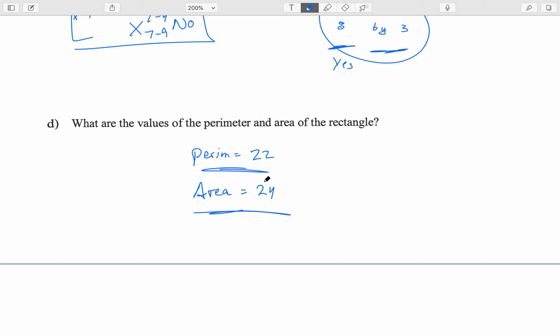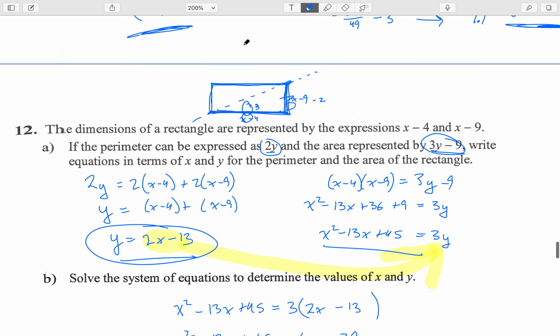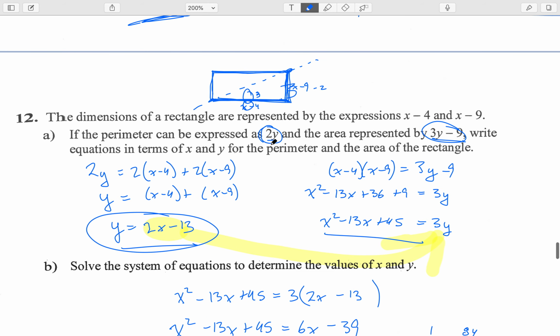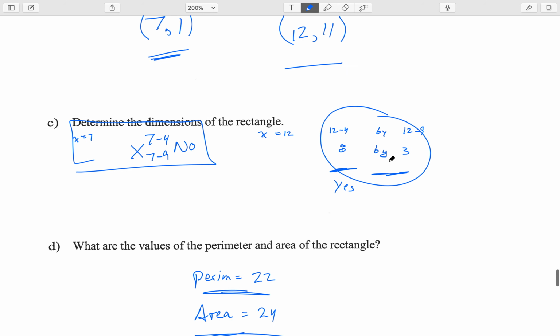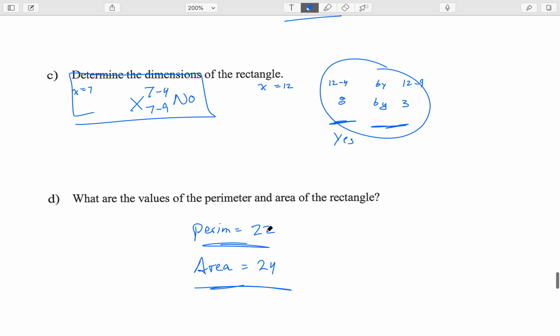Now, how did I figure those values? Well, I either go back to my original diagram, which is probably the easiest one, or you know what? You just figured out what y was. So the perimeter is 2y, and the area is 3y minus 9. So the y value is 11, so 2 times 11, there it is.